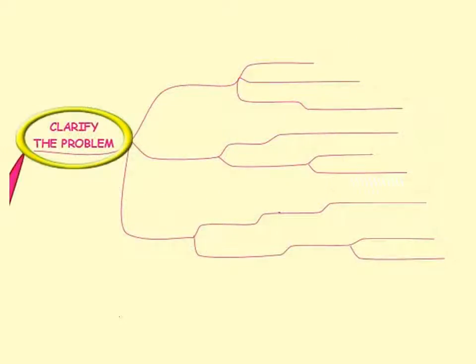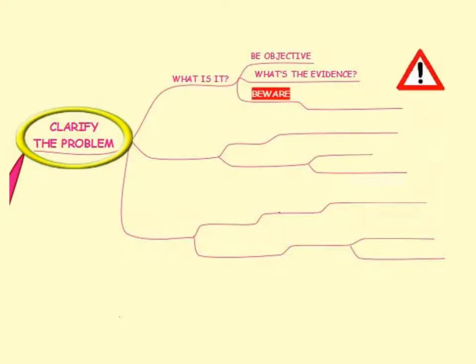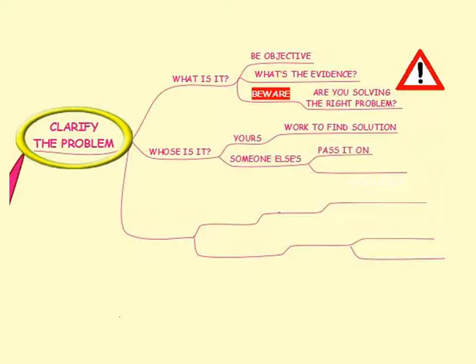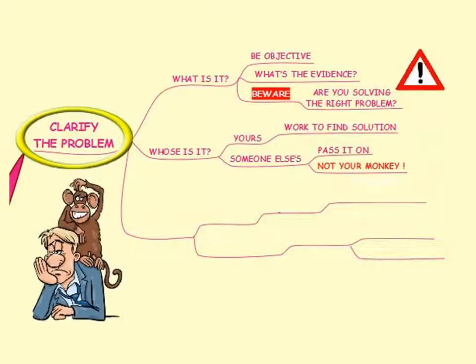Now this section of the mind map looks at the issue of clarifying the problem. Firstly, you want to know what is it? What is the actual problem? So you need to be objective here and look at what's the evidence, what's telling you that there is actually a problem, and beware, are you solving the right problem? Then you can look at whose problem is it. If it's yours, then fine, you can work to find a solution. If it's someone else's, pass it on. It's not your monkey.